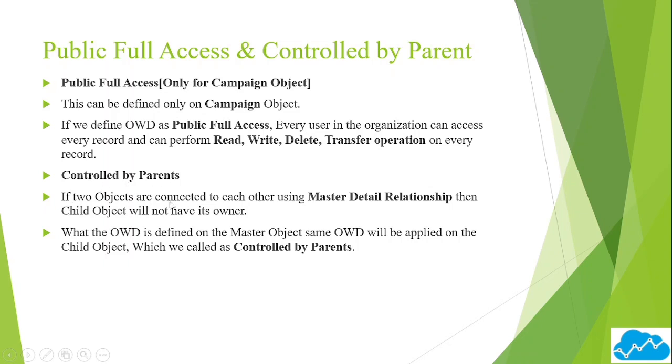If two objects are connected to each other using a master detail relationship, then the child object will not have its own owner. We already saw this point in the master detail relationship session, so this is an important point again. If two objects are connected with a master detail relationship, then the master will be the owner of the particular child object. There is no child owner.